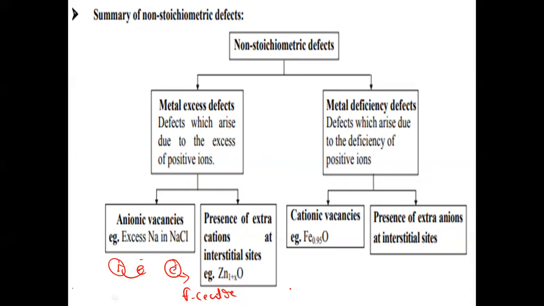And F center is responsible for color change in the crystal. For example, an excess of Na+ ions in NaCl gives yellow color. Excess of Li+ ions in LiCl gives pink color. Excess of K+ ions in KCl gives violet color to the crystal. Then the second type is metal deficiency defect, the defect which arises due to the deficiency of positive ions. It is exhibited in two ways: cationic vacancy and presence of extra anions at interstitial position.